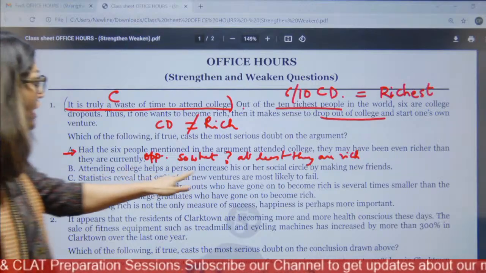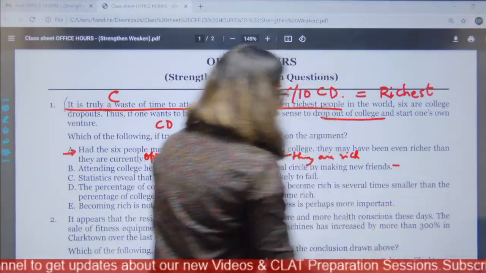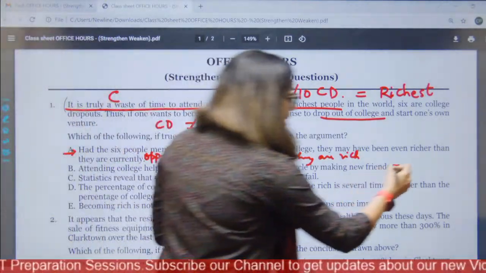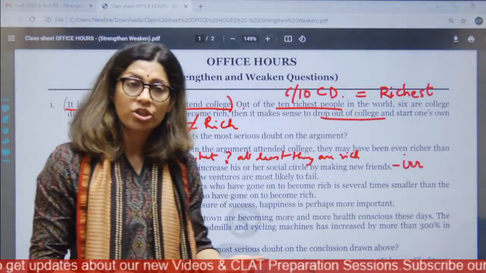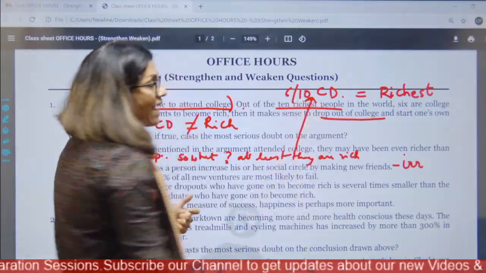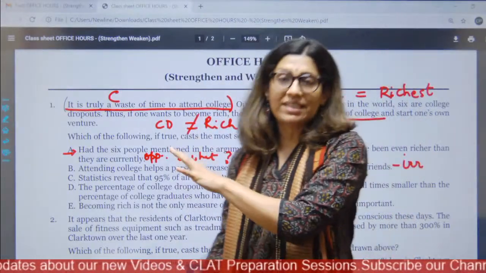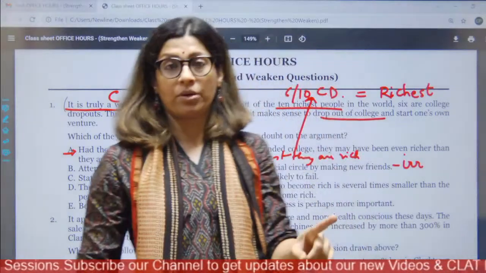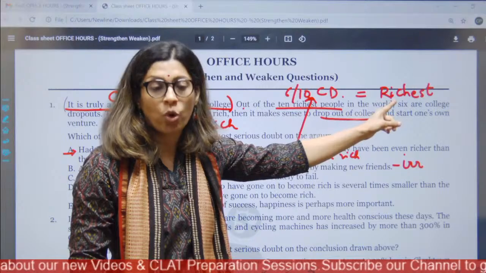B says attending college helps a person increase the social circle. So it is again going against the point of attending college, but it is irrelevant. It is giving us new information about attending college, but that information is not damaging this relationship. I have told you we need new information from the same context as the argument. But remember that information has to also do a job. And that job is to damage this relationship which I have shown.